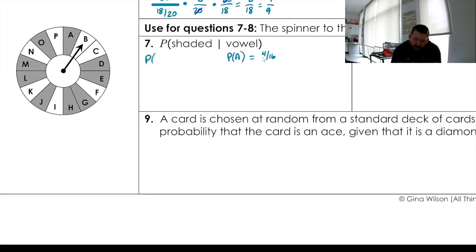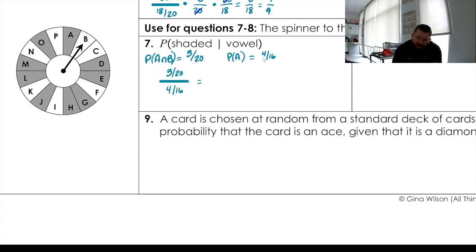Now, A and B. So how many of them on this wheel are shaded and vowels? So A is shaded and a vowel. E is shaded and a vowel. O is shaded and a vowel. So 3 out of 20. So 3 out of 20 divided by 4 out of 16.